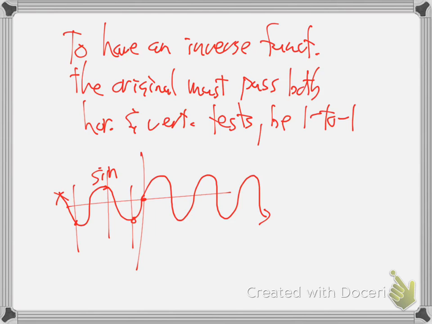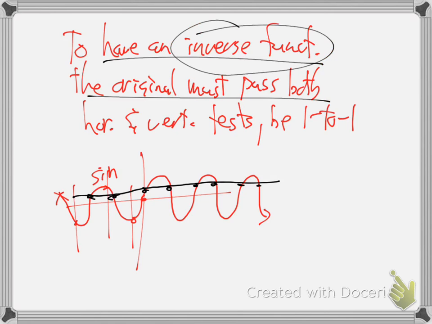Not even close. It miserably fails the horizontal line test, right? The horizontal line test doesn't just hit 2 points. A horizontal line hits infinite points. It horribly fails the horizontal line test. And you've got to pass it to have an inverse function.